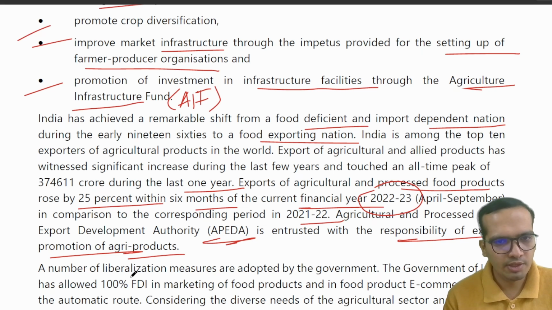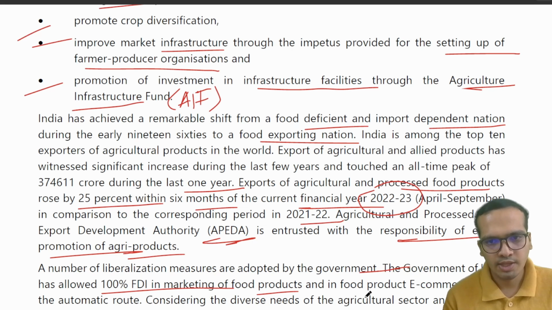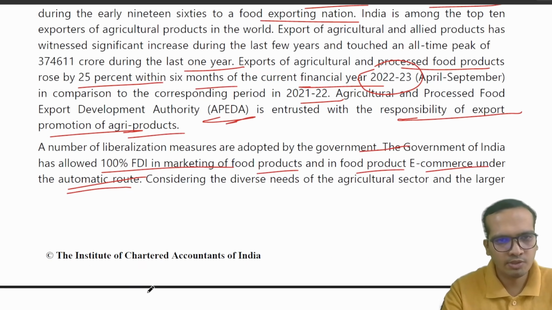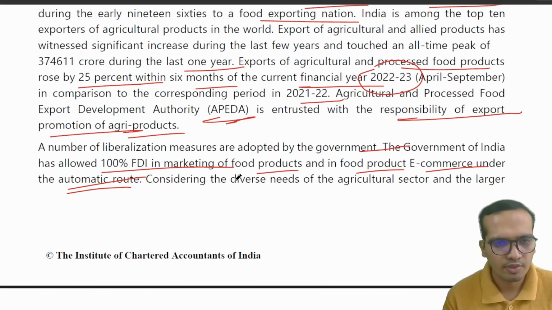A number of liberalization measures are adopted by the government. The government of India had allowed 100% FDI in marketing of food products and in food products e-commerce under the automatic route. Automatic मतलब परमिशन लेना नहीं, ऑटोमेटिकली परमिशन आपको मिला है, ऐसा असेयूम होता है.